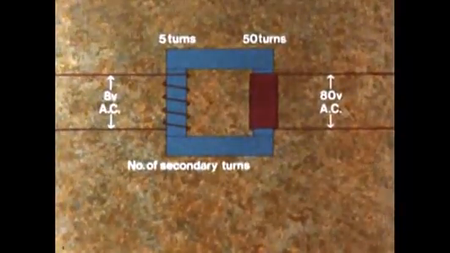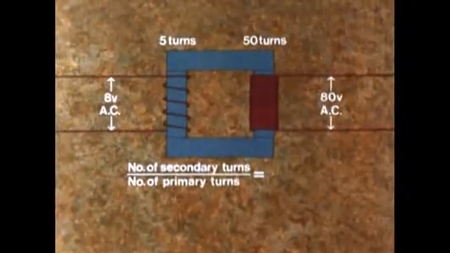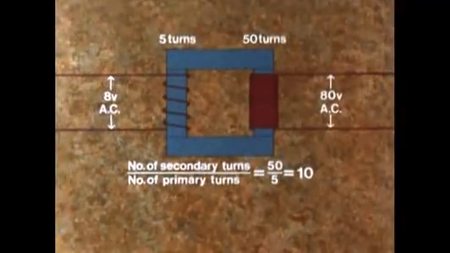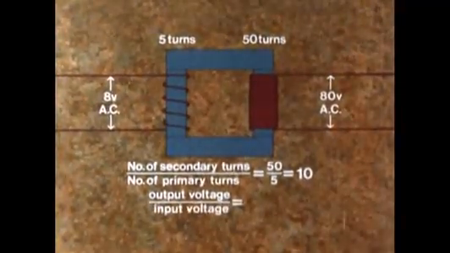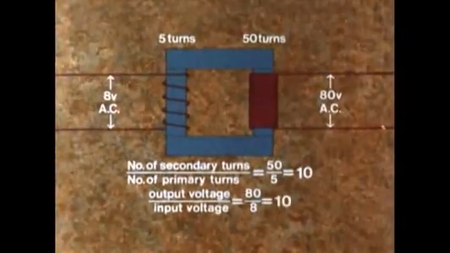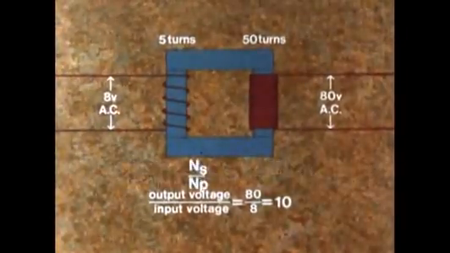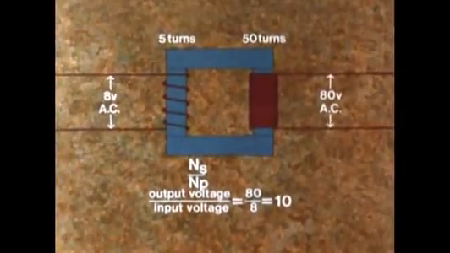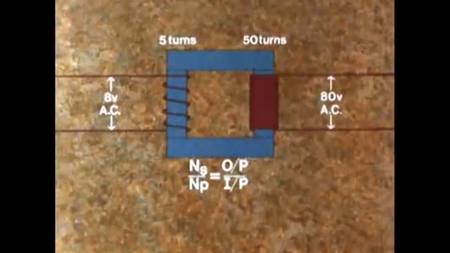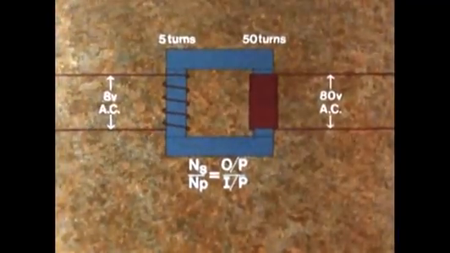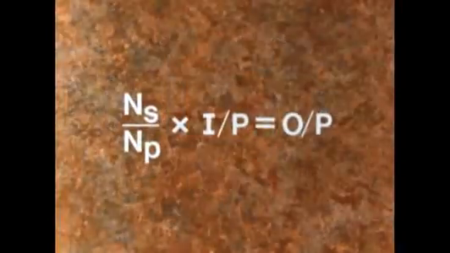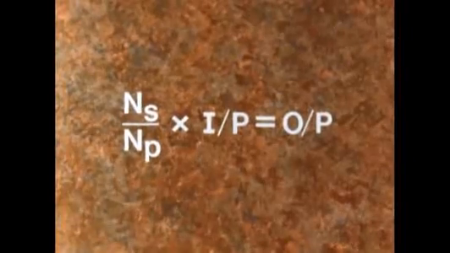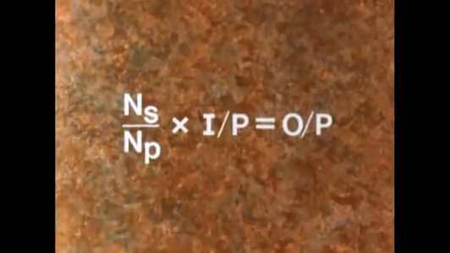The number of secondary turns divided by the number of primary turns equals 50 over 5, equals 10. But the output voltage divided by the input voltage also equals 10. Using obvious abbreviations, this means that the number of secondary turns divided by the number of primary turns equals the output voltage divided by the input voltage. And if we do a simple bit of juggling, we get this formula: secondary turns divided by primary turns times input voltage equals output voltage.